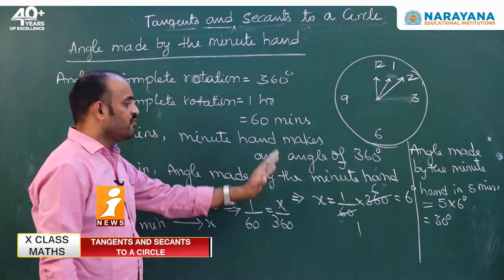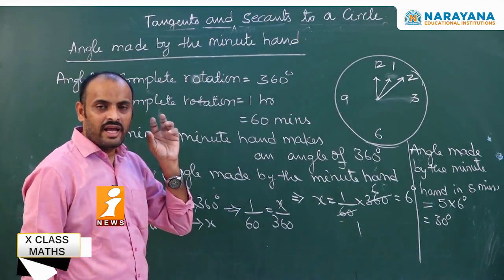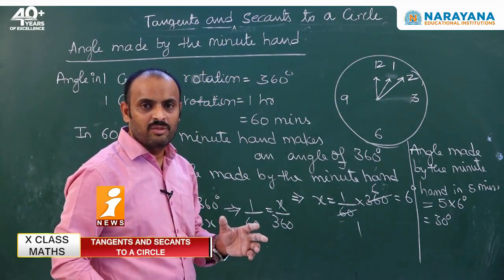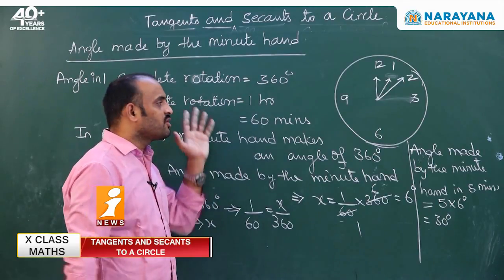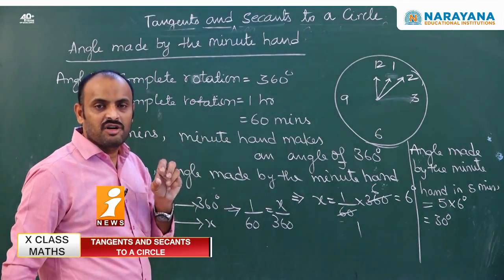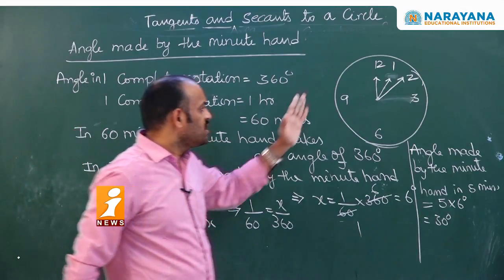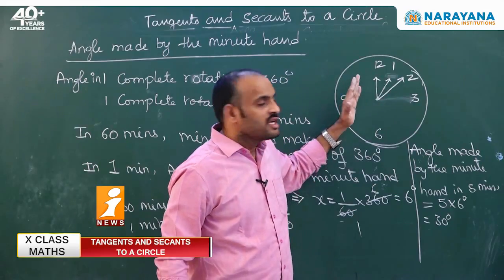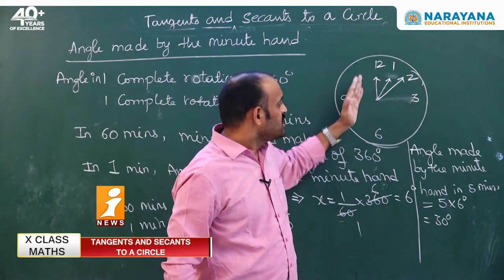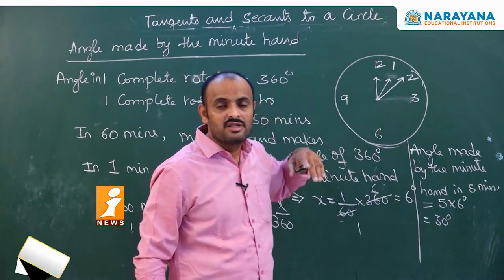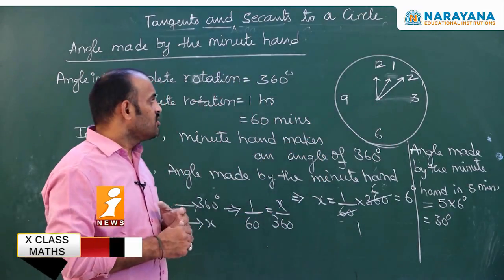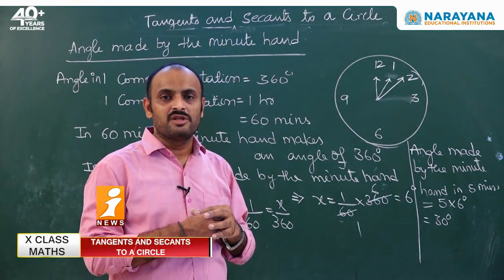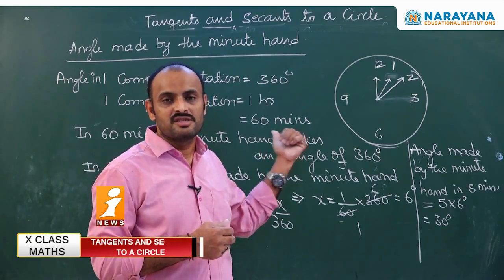So, this is how we calculate the angle made by the minute hand in 1 minute, 5 minutes or 10 minutes. Using this concept, we are going to find areas swept in some questions, like the area swept by the minute hand in 5 minutes, in 10 minutes, in 15 minutes. Now we are done with the entire topic. We are going to see some examples on this topic and we will conclude the session.